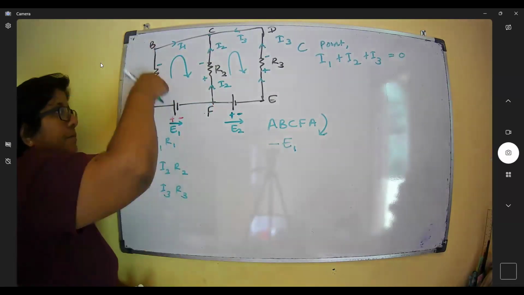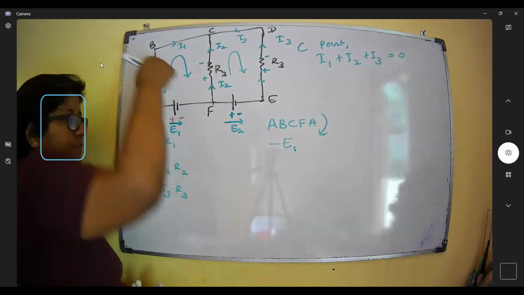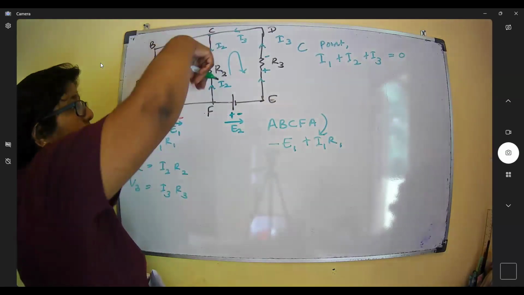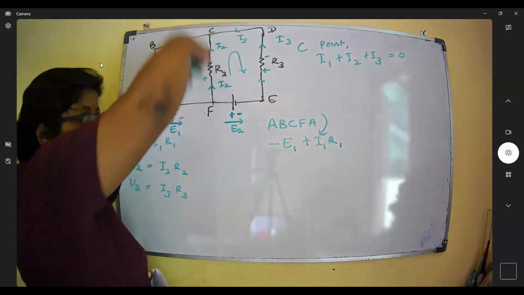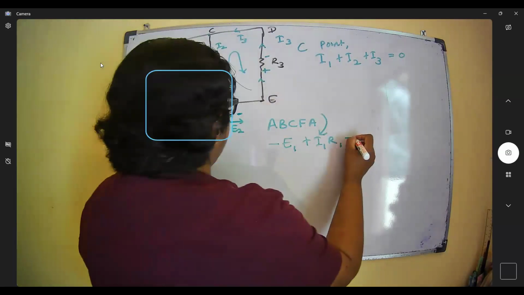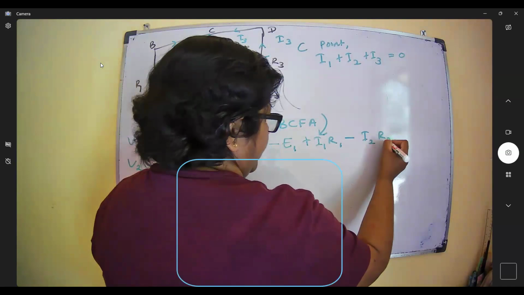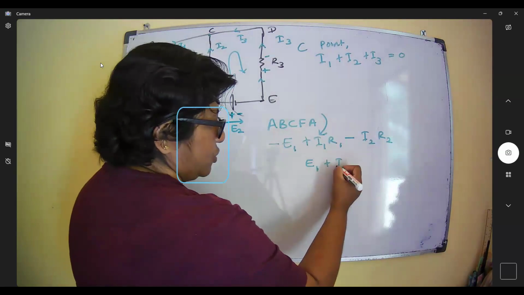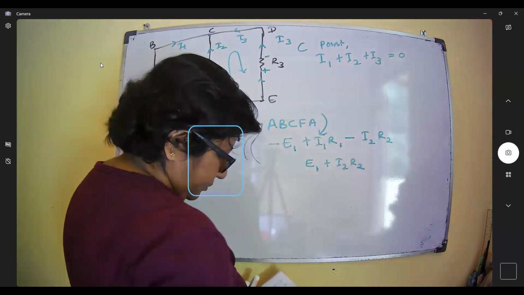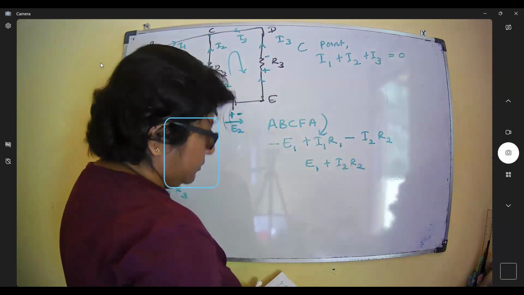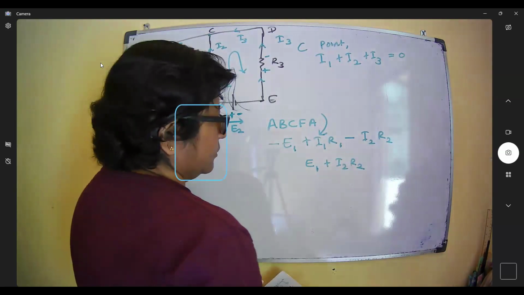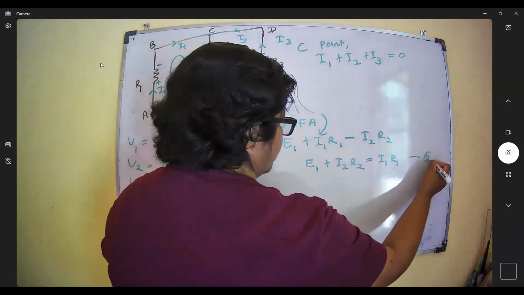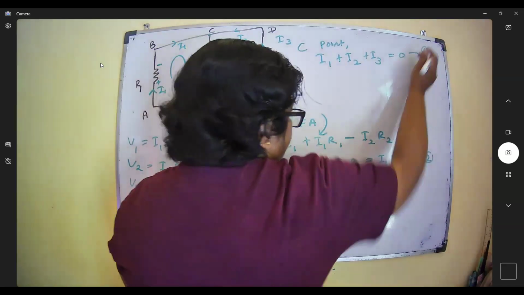Then the other one, same directions. Current is passing positive to negative, same direction, plus I1 R1. And also, you can see current is passing upward, I'm taking downward direction, so minus I2 R2. Then we can rearrange this equation. E1 on the other side plus I2 R2 equal I1 R1. This is our equation 2. First one is this one and second one is this.